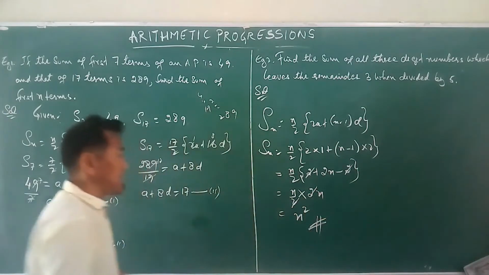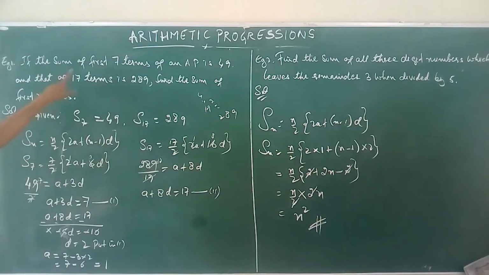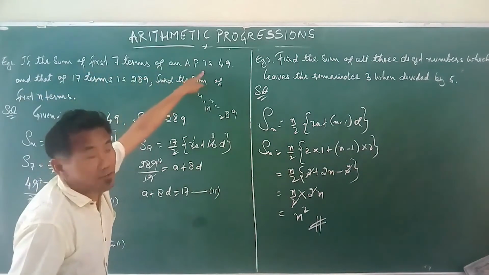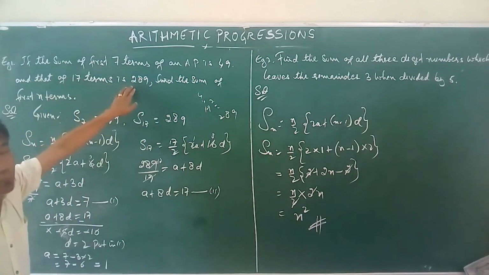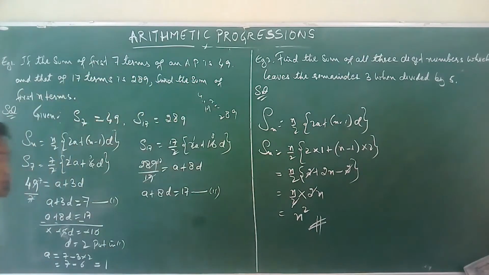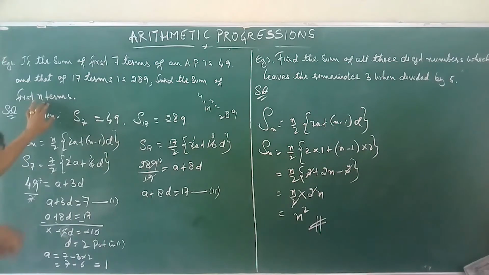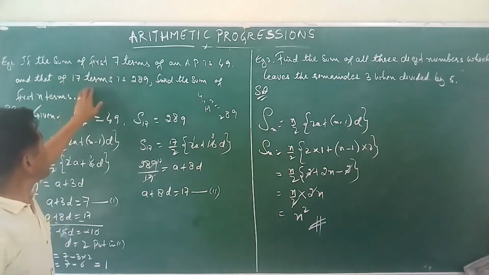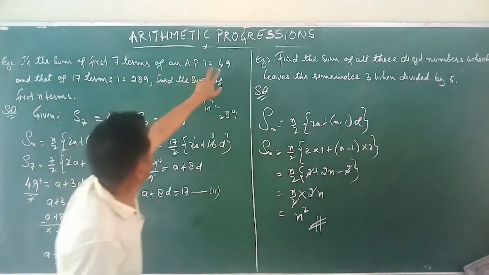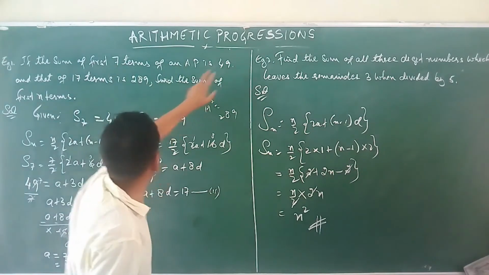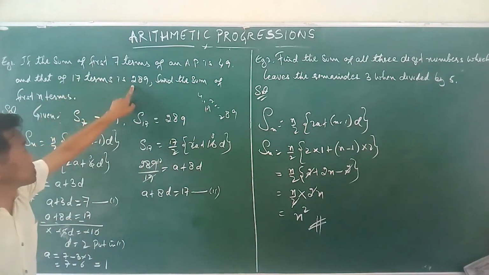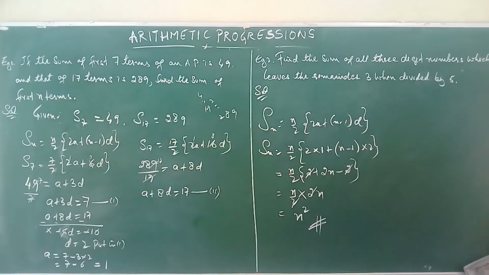So this n squared is the sum of n terms if the first term of the AP is 49 and the 17th term is 289. So this is the one solution that we have if such kind of questions are given. Sum of the n terms. And once we know the n value, then we are able to write these two terms, the 7th term which is equal to 49 and the 17th term which is equal to 289. So this is our first example.